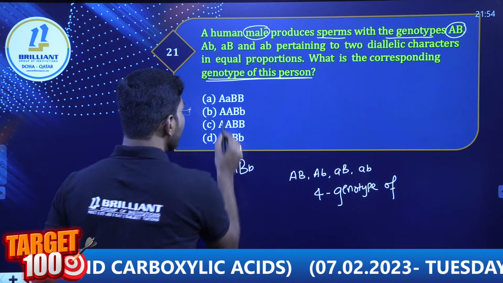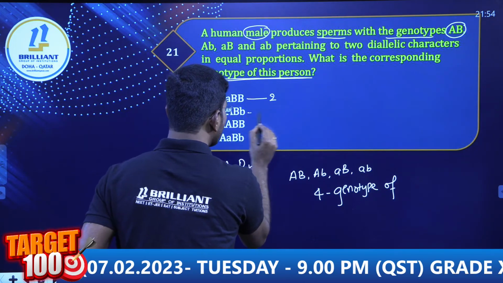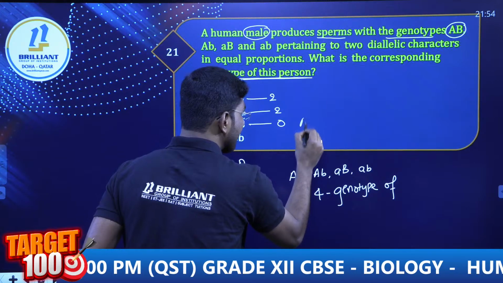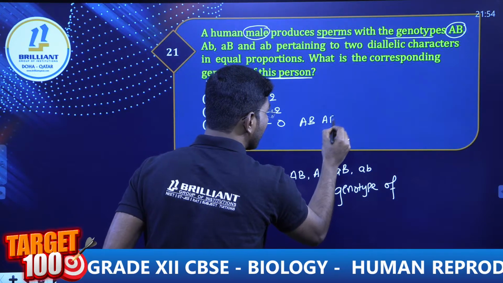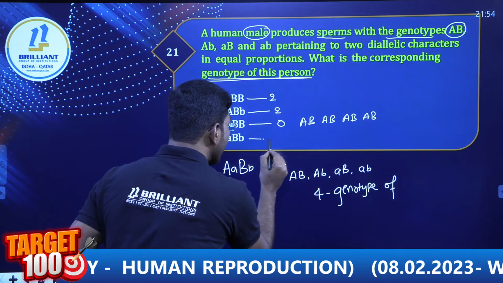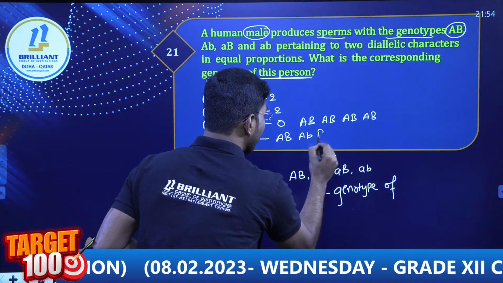What about the first one? Here there is 1 heterozygous, so 2 different types of gamete. Here there are 2 different types of gamete. Here it is 0, which means only 1 type of gamete is coming, that is capital A, capital B. What about here? Capital A, capital B; capital A, small b. Next, capital B, small b.